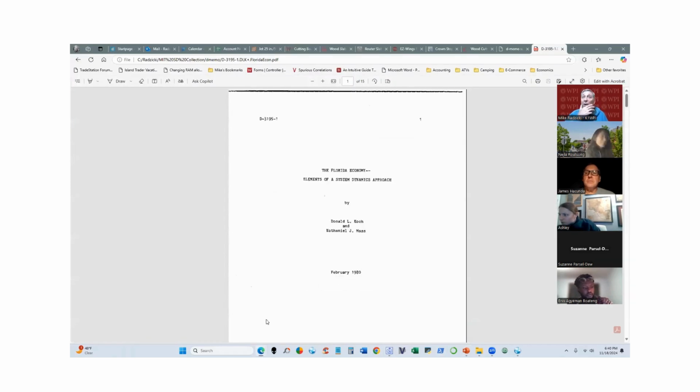I remember this paper by Nat Mass and Don Koch. It's from the D memos. I couldn't find it at home, so it's probably in my WPI office, the actual paper. So this D memo is incomplete. But what Nat Mass and Don Koch did was a little system dynamics model for a bank in Florida. So the Florida economy, elements of a system dynamics approach. So it's kind of what we call a regional economic model. It's not an urban model.